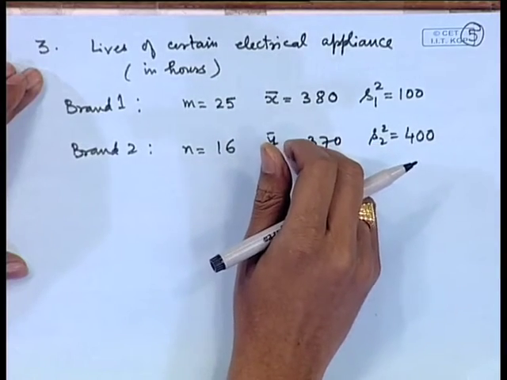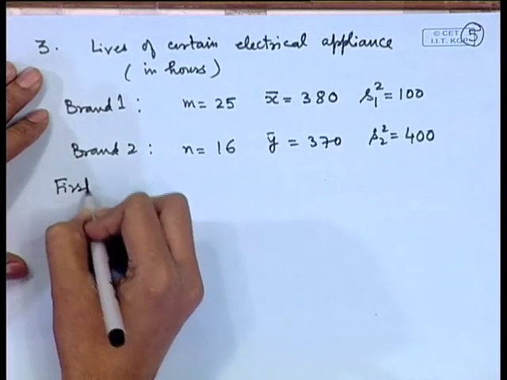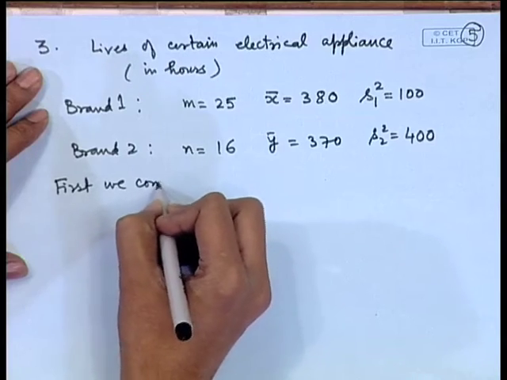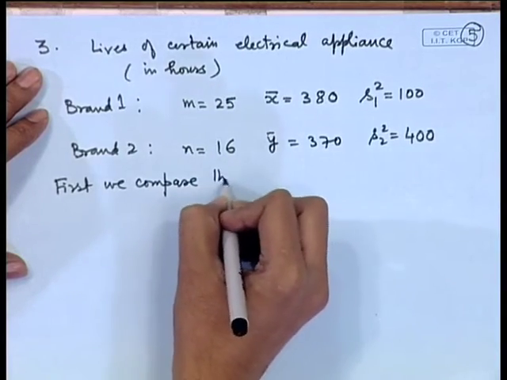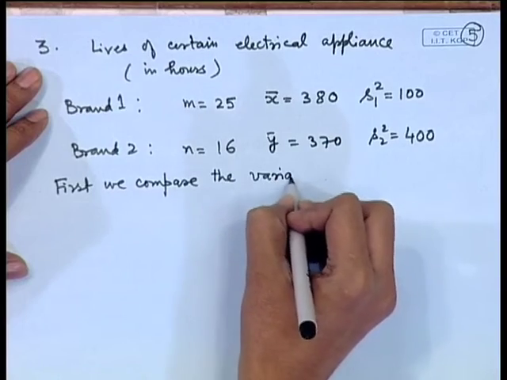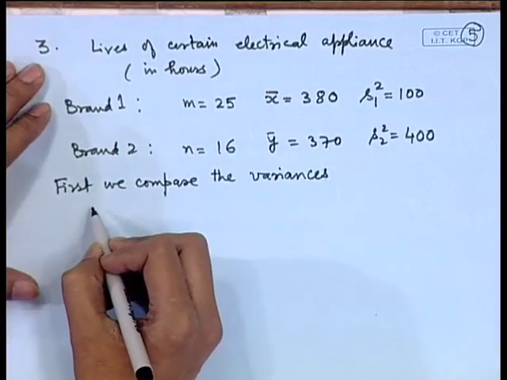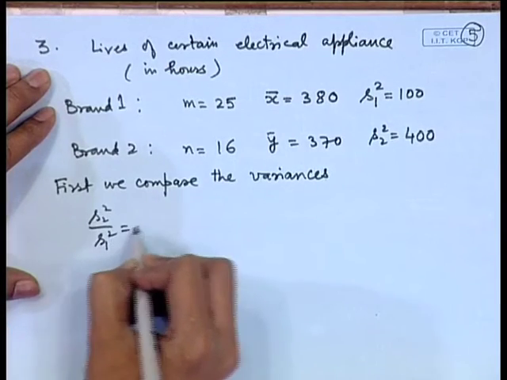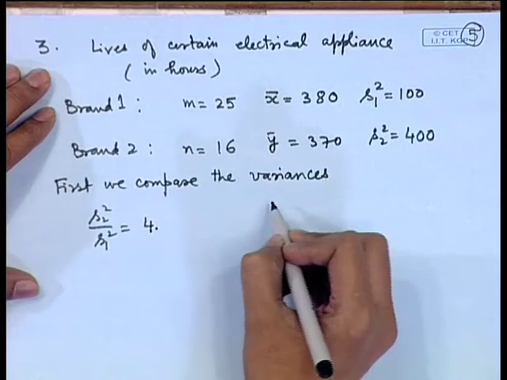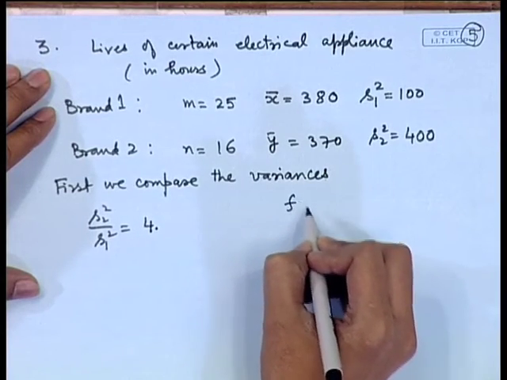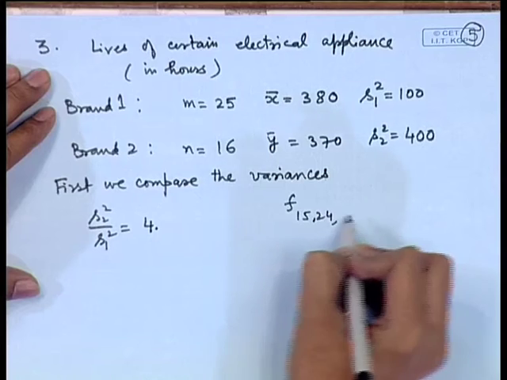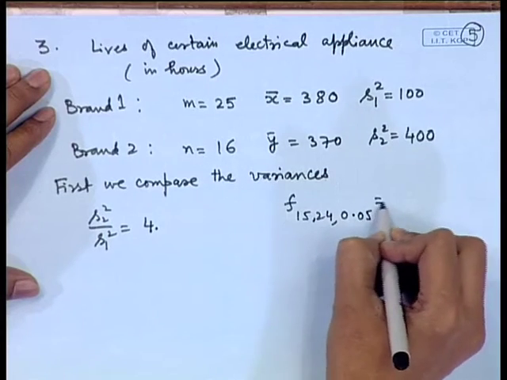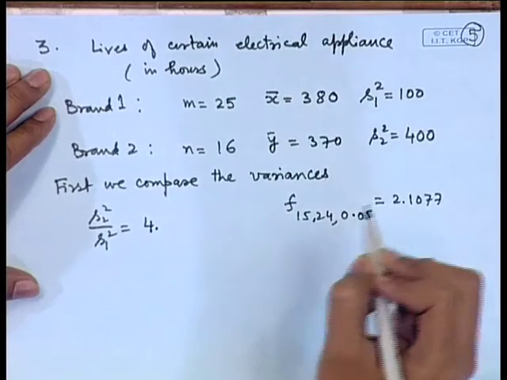Once again, if we want to compare the means, firstly let us compare the variances. So, first we compare the variances. If we take the ratio S2 square by S1 square, that is equal to 4. So, if we look at the F value on 15, 24 degrees at 0.05, that is equal to 2.1077.